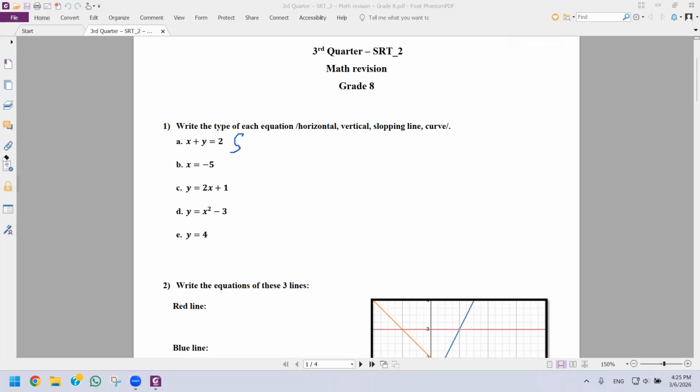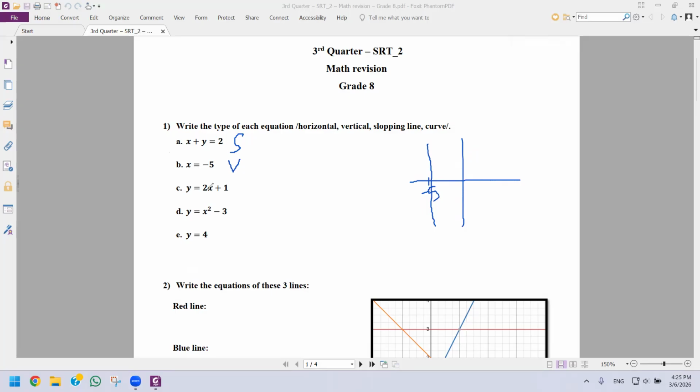Then part B, x is equal to minus 5. Let's try to imagine it. If I have the x and y values, the axis, x minus 5 is here. So how would I draw that line from that point? It has to be a vertical line, pass through minus 5. So x equal to something, it's a vertical line.